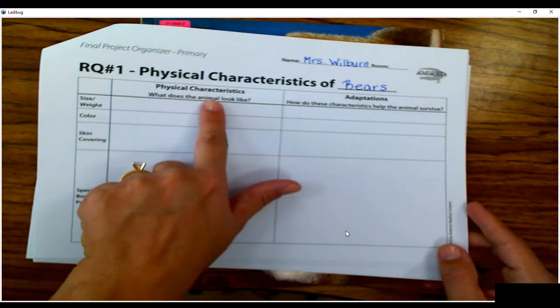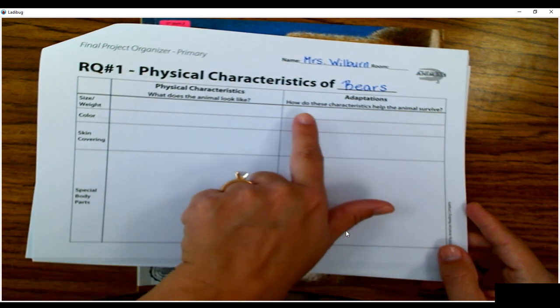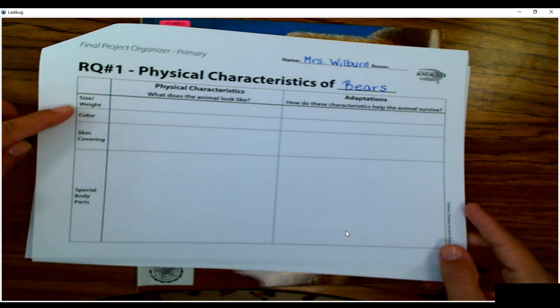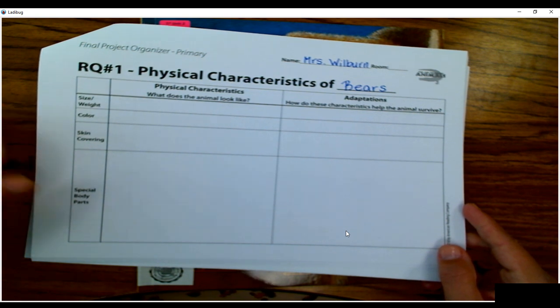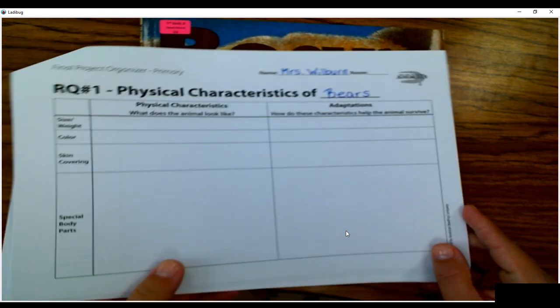So the physical characteristics we said is what the animal looks like. The adaptations are how these physical characteristics help the animal survive. So we're going to see if we can find information about the size and weight of the animal, the color, skin covering. So does it have feathers, scales, fur, and any special body parts? So I might not find all this information in this one book. We'll be using this all week as we read different texts about our animal. So that's what I'm on the lookout for today.